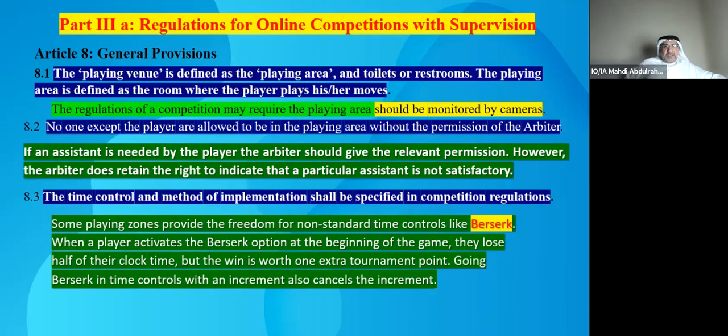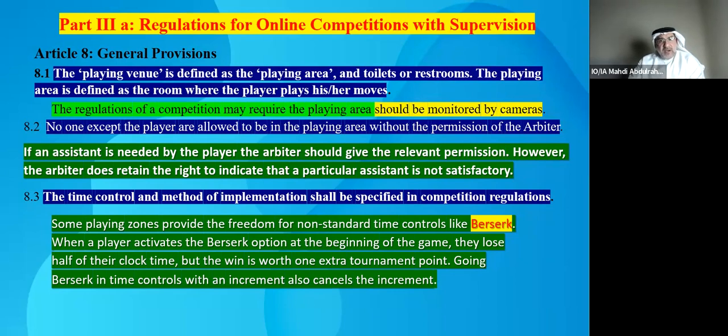If the player needs an assistant, the arbiter should give the relevant permission. However, the arbiter does return to the right one and indicates that that particular assistant is not satisfied. So sometimes we have a disabled player playing in a tournament.